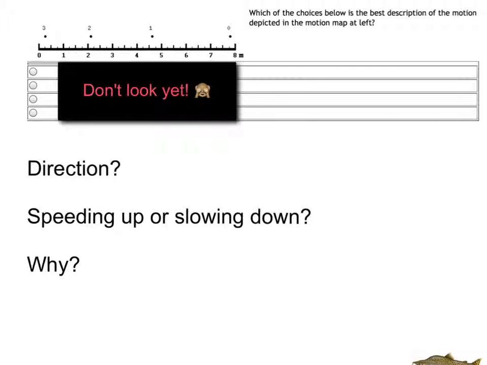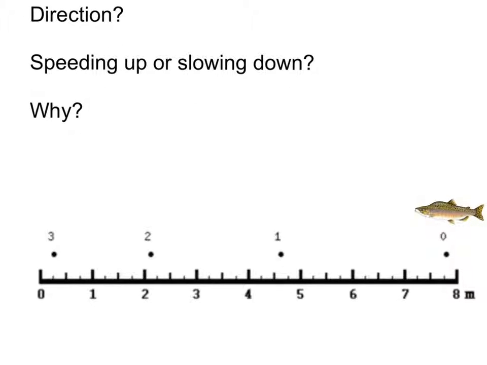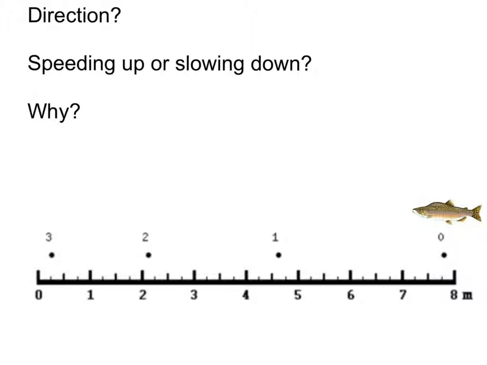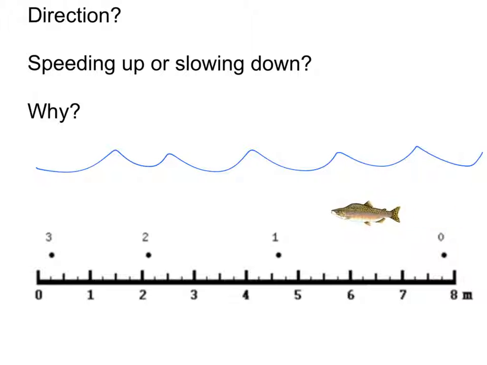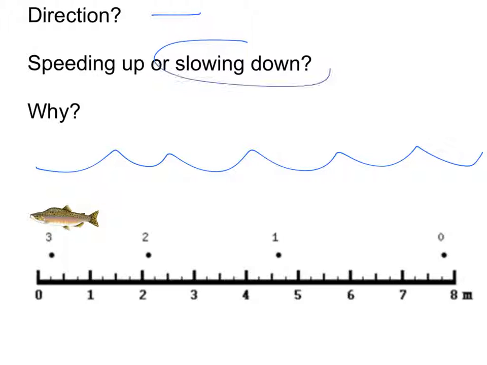Example 3, same question. First of all, look at the motion map. What do you notice that's different about this one from the first two? All right, let's check out what that means for our salmon. Aha, he's facing the other direction. So, here's our stream, and let's watch him swim. Aha, so direction this time was negative, and he was slowing down.